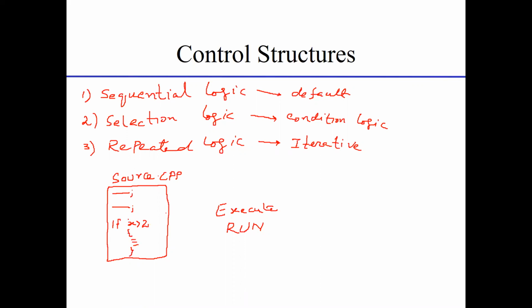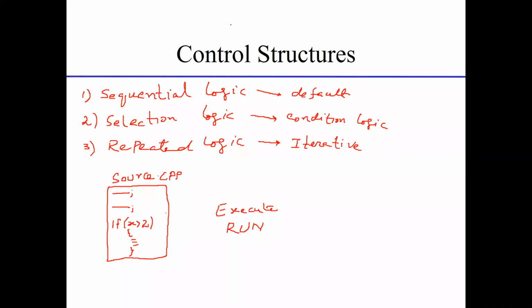So this is a code segment. This is a code segment which will be executed if the value of x is greater than 2. This code segment will not be executed if the value of x is less than or equal to 2. So there are now two options. When the compiler finds the first line, it is executed. When the compiler finds the second line, it is also executed.